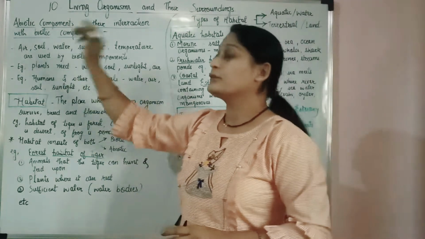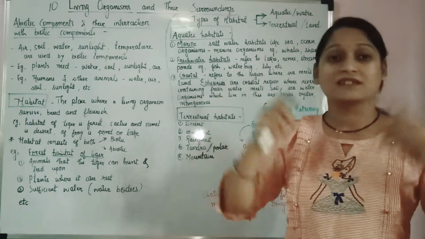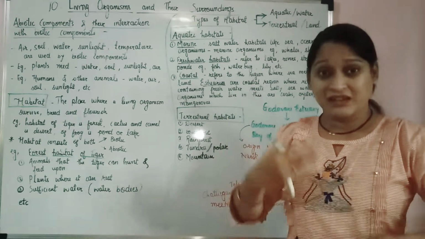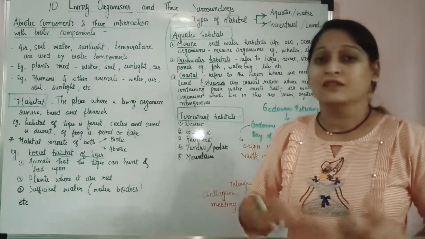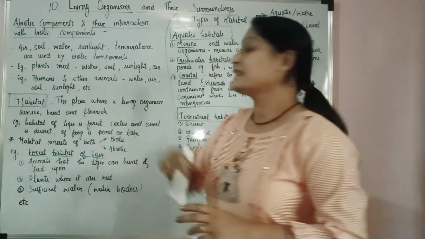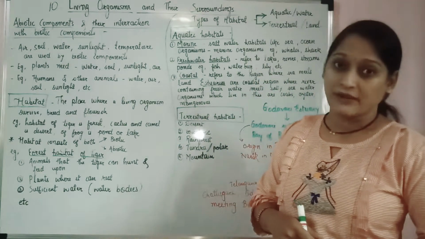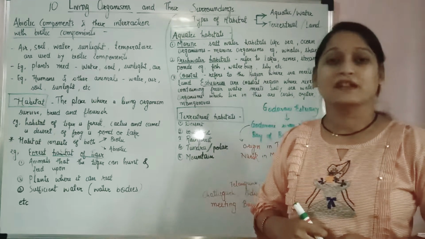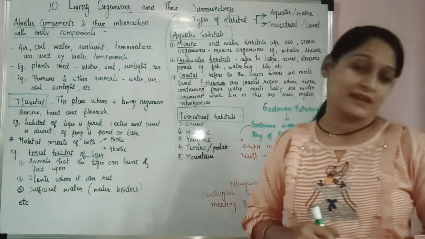Why do we require abiotic components? Now you will question yourself: why do we require soil, why do we require water, whether we are absorbing the water from the soil? We do not have roots. So why is there a need? So humans and other animals also require the abiotic components like the water and the soil and the sunlight as well as the air. Why?